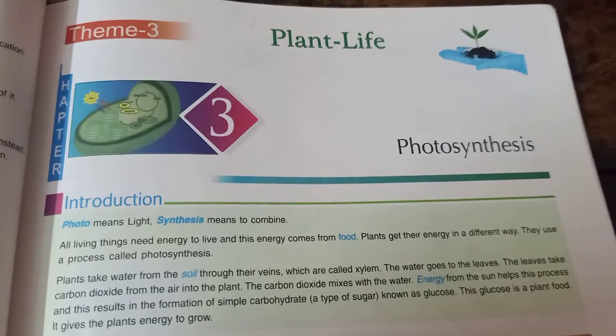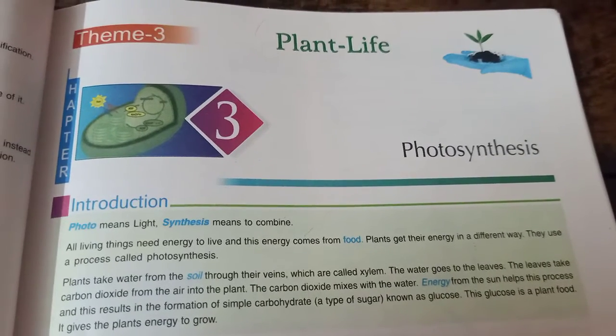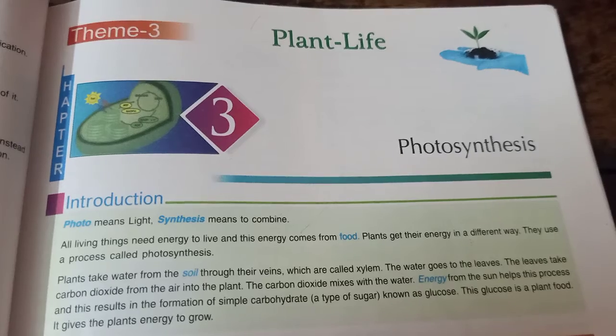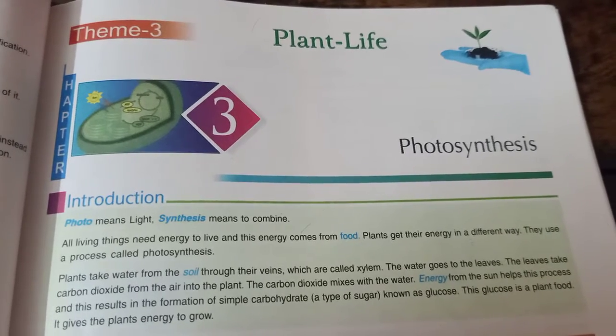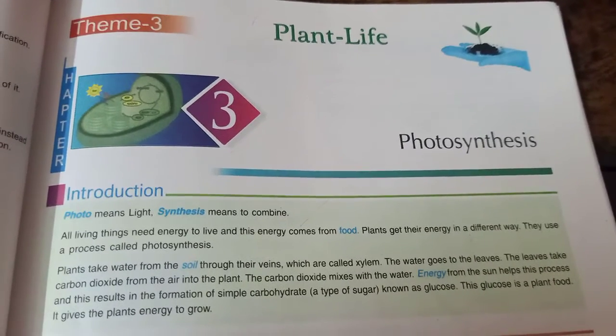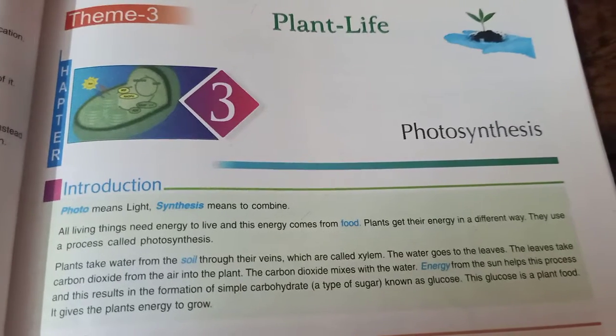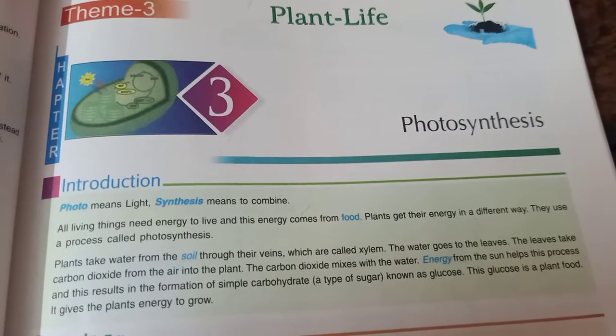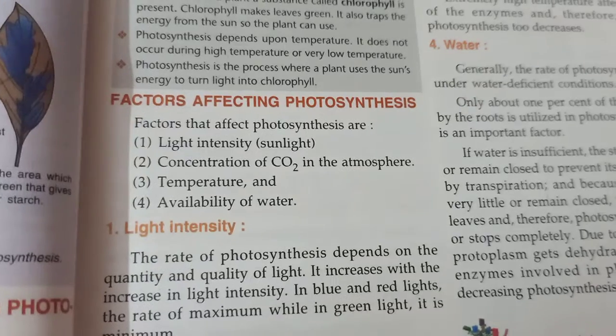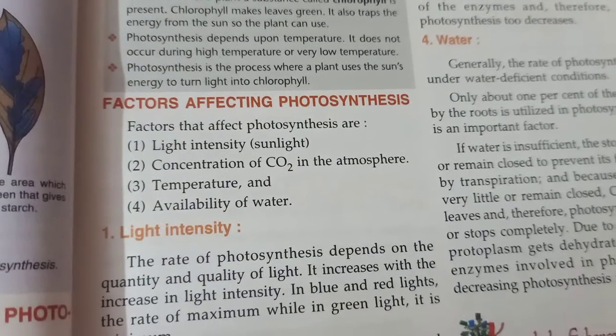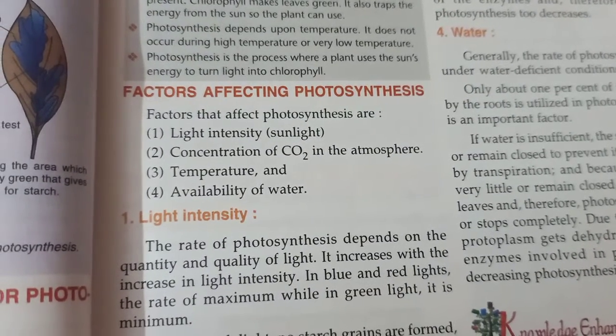Welcome back, students, to this session. This is your assignment number 4 of the chapter Plant Life: Photosynthesis. In this chapter I'm going to teach you about the factors affecting the rate of photosynthesis. So here we start the factors affecting photosynthesis.